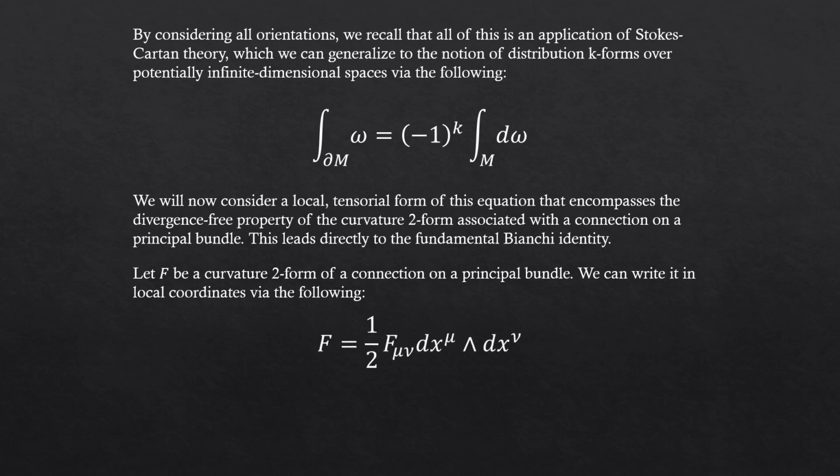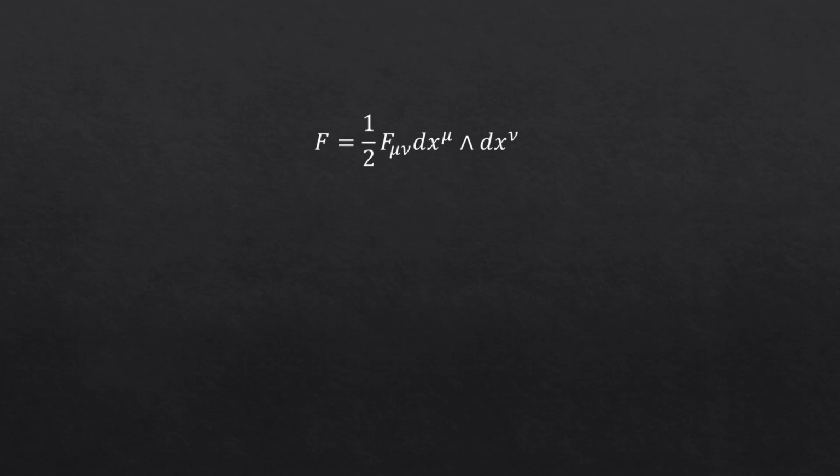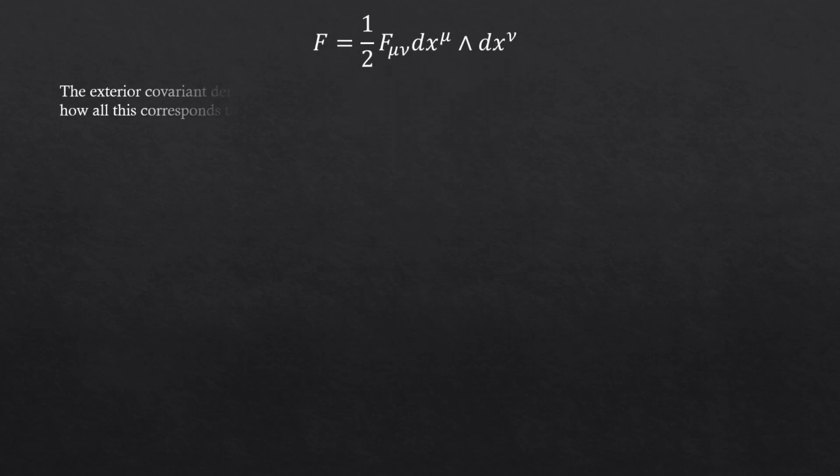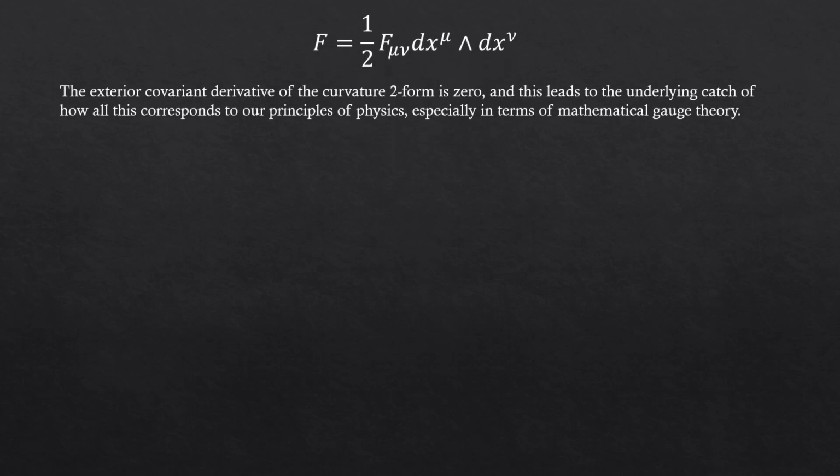We employ the wedge product between dx mu and dx nu. F sub mu nu are the components of the curvature 2 form. This looks a lot like the Faraday tensor components plus a commutator for the potential. This works for various gauges. The exterior covariant derivative, not to be confused with the regular exterior derivative, of the curvature 2 form is 0.